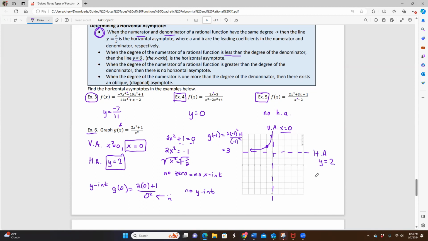Maybe we'll try g of 1. We substitute 1 in. We're going to have 2 times 1 squared plus 1 over 1 squared. Again, we're going to get 3 over 1, which is 3. So we have the point 1, 3, right here. Again, we're not going to cross the horizontal asymptote. We're not going to cross the vertical asymptote. So what has to happen is that the function looks like that. So you have to kind of use some intuition around your asymptotes. Let's try a few more.